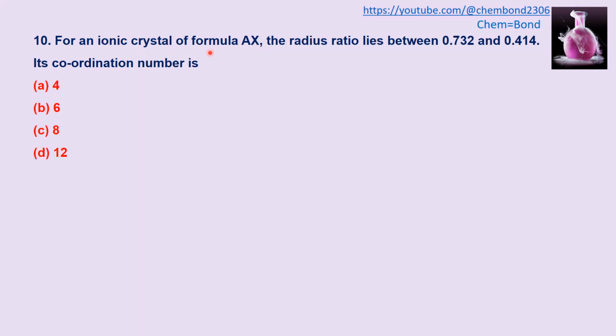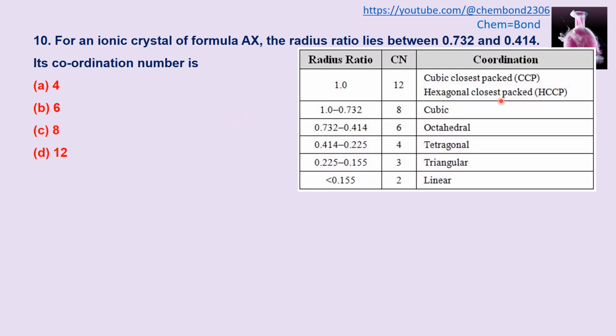For an ionic crystal of formula AX, the radius ratio lies between 0.732 and 0.414. Its coordination number is: 4, 6, 8 and 12. So this table will give the information about the coordination number, radius ratio and the structure that is obtained from that coordination number. So the radius ratio lies between 0.732 and 0.414, so it will have 6 coordination number that is given in the table.